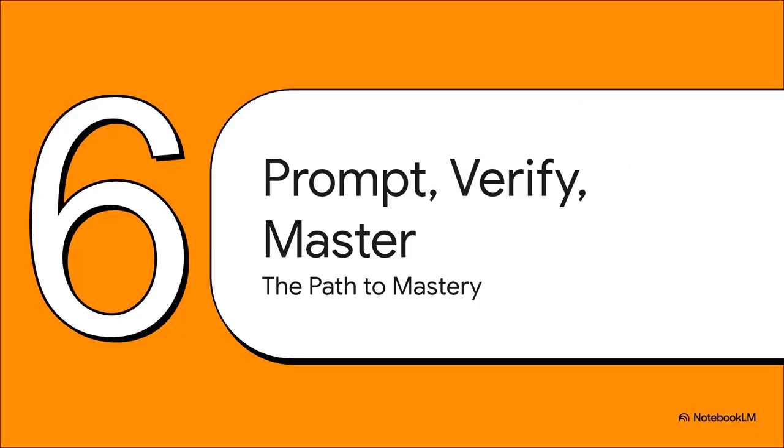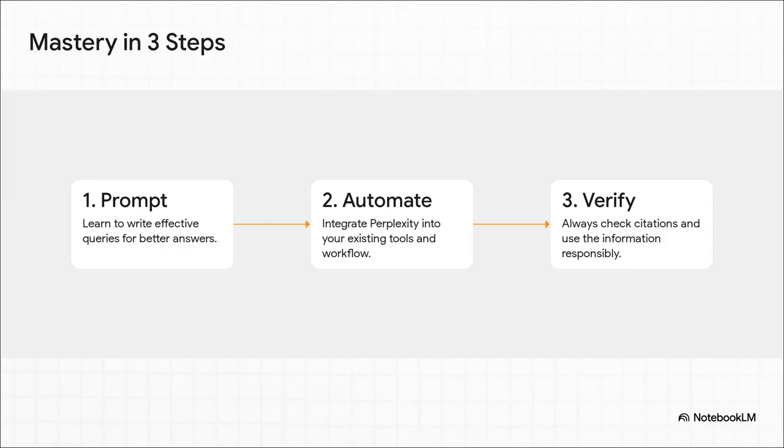And that brings us to the final, and probably the most important part of Dr. Grant's guide, how to use this thing not just well, but responsibly. This is the real path to mastery. She lays out this simple but absolutely critical three-step process. First, learn to prompt. The better your question, the better your answer is going to be. Second, figure out how to integrate it into your workflow to automate some of that research. But this last step, verify, this one's a biggie. It is non-negotiable. You have to check the citations. The AI is an amazing assistant, but at the end of the day, you're the expert who's responsible for the final work.